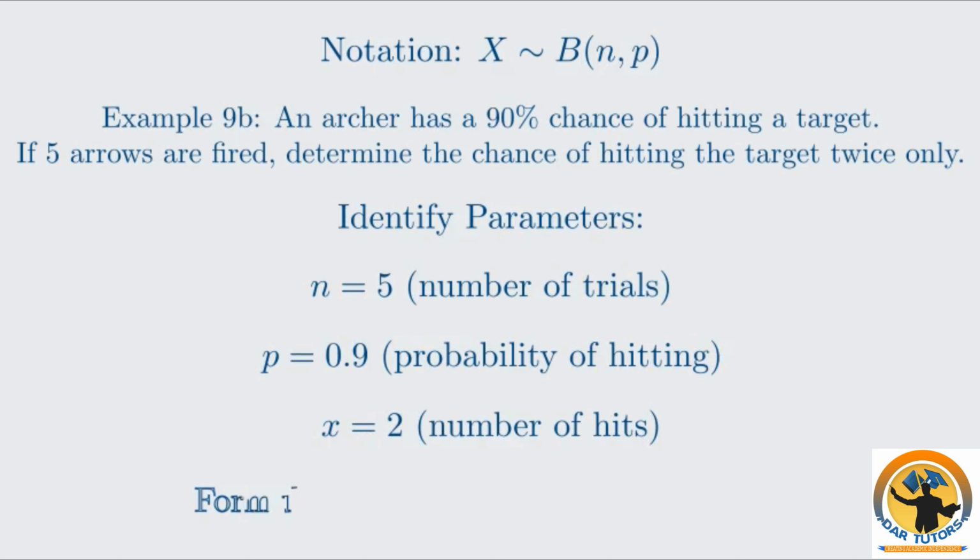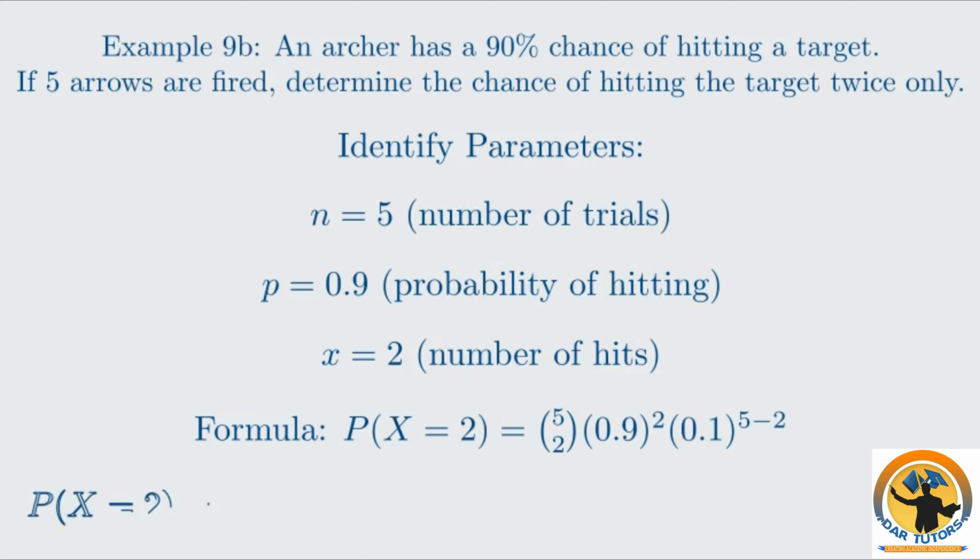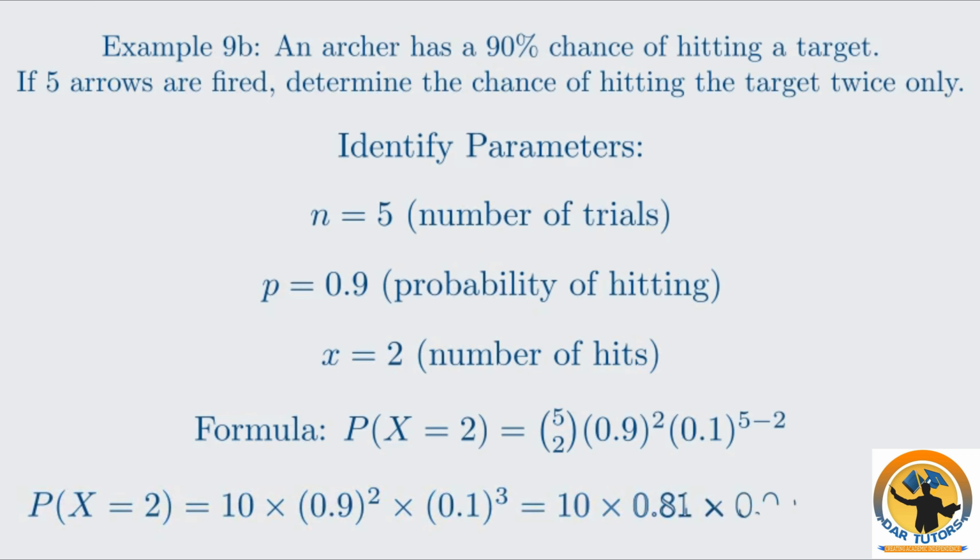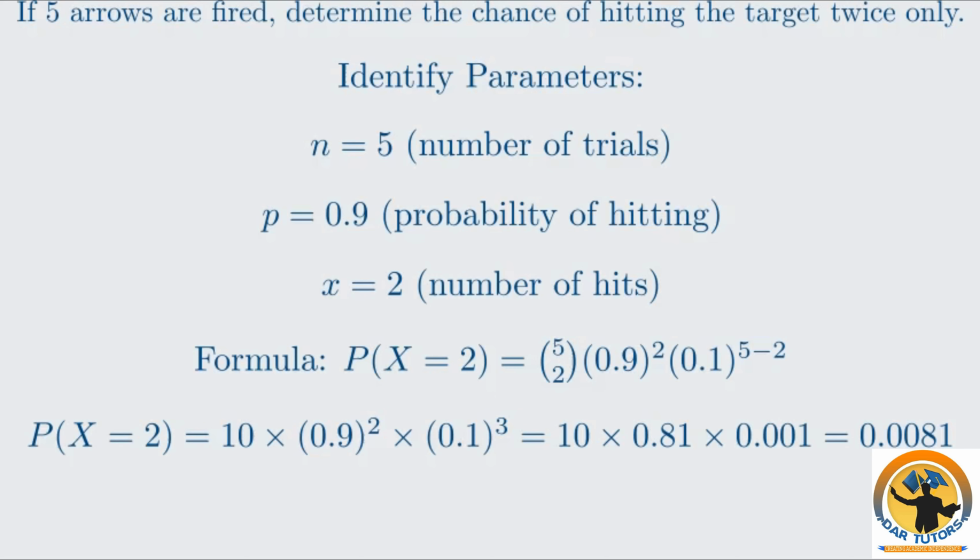Now we substitute these values into our PMF formula. P of x equals 2 is 5 choose 2 times 0.9 squared times 0.1 cubed. We calculate each part. 5 choose 2 is 10. 0.9 squared is 0.81, and 0.1 cubed is 0.001. Multiplying them together, we get 0.081. Therefore, there is an 8.1% chance the archer will hit the target exactly twice. This process of identifying n, p, and x, then plugging into the PMF, is the standard method for solving these types of problems.